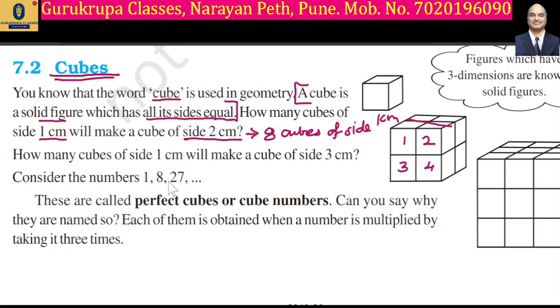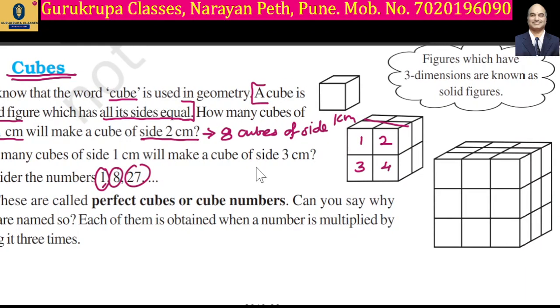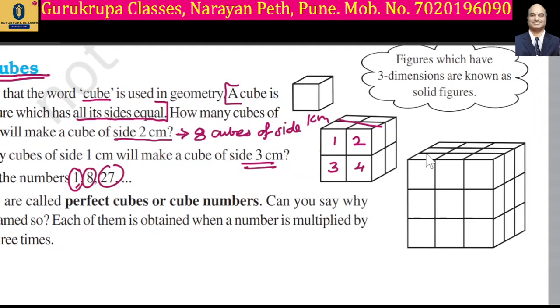Now the next part. If we consider the numbers 1, 8, 27, we want side 3 centimeters and we want to make a solid figure, that is, a cube. If you observe here, 1, 2, 3, 4, 5, 6, 7, 8, 9, and there are 3 layers of 9, 9, 9. So 9 plus 9 is 18, 18 plus 9 is 27. So we need 27 cubes of 1 centimeter to make a cube of side 3 centimeters.